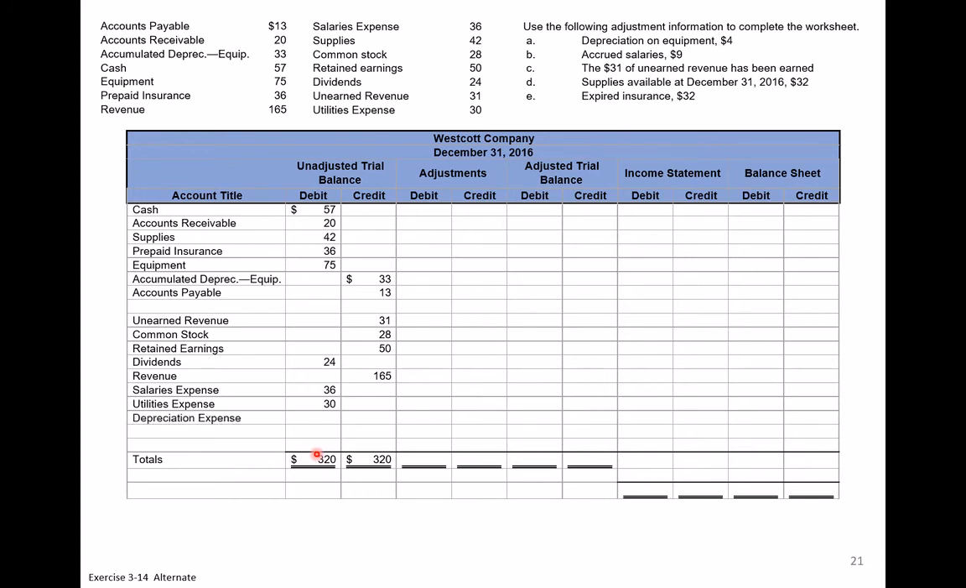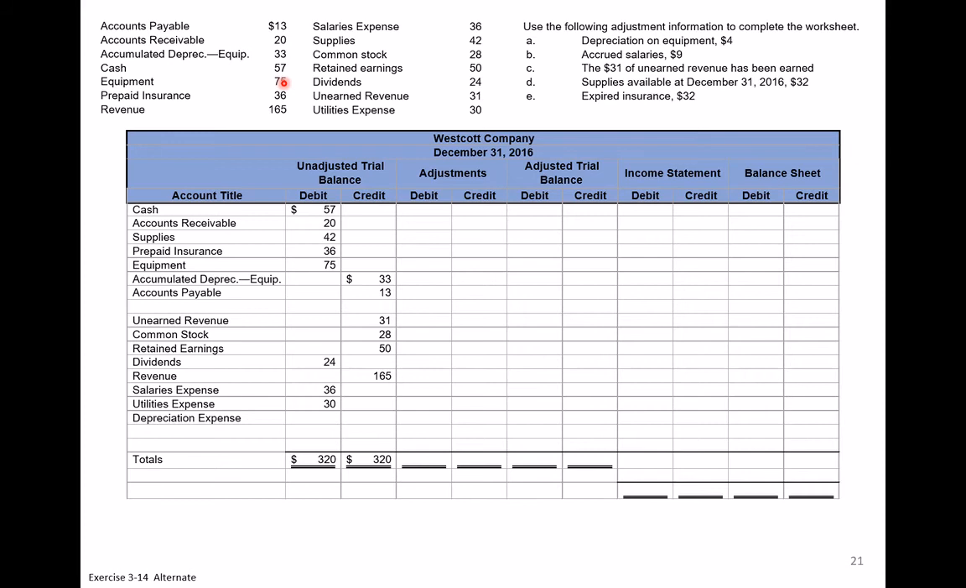The first adjustment says that there was depreciation on equipment of $4. So we have equipment of $75. We've used up some of that equipment. We've used up $4 of that equipment. So remember the rule, the portion of the asset used up in the period will become an expense for the period, and so this type of expense will be called depreciation expense. So in our adjusting process, we're going to have depreciation expense.